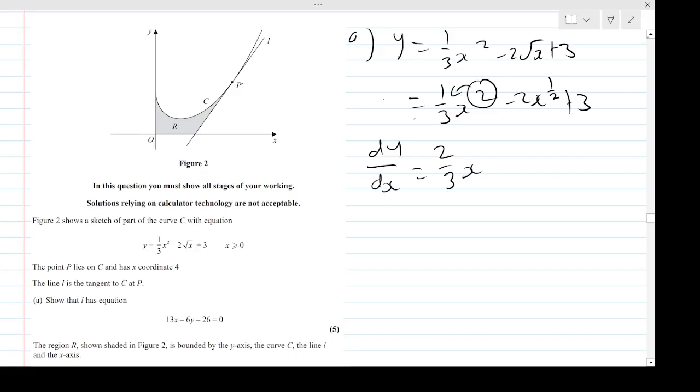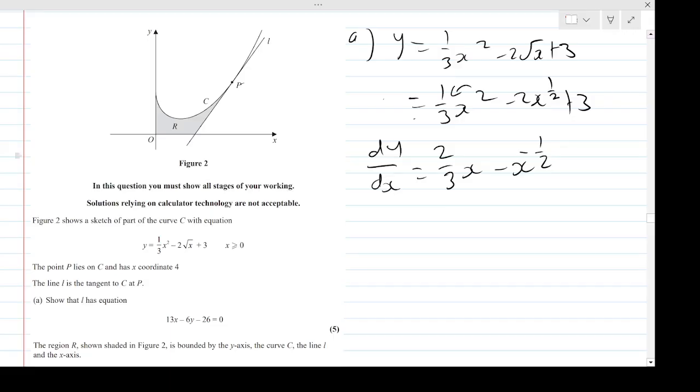x, and knock 1 off the power. x to the 1, that's just x. Then minus 2x to a half, the half comes to the front. So 2 times a half is minus 1. So minus x to a half, and minus a half if we subtract 1. Then 3, as that's a number, that just goes to 0. So that is my gradient.